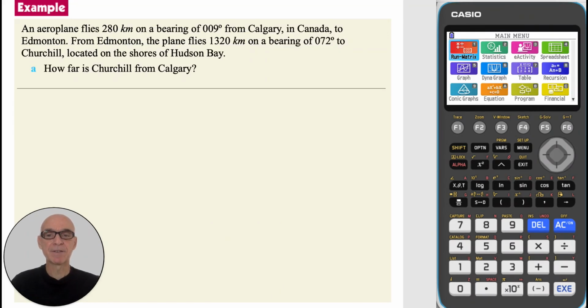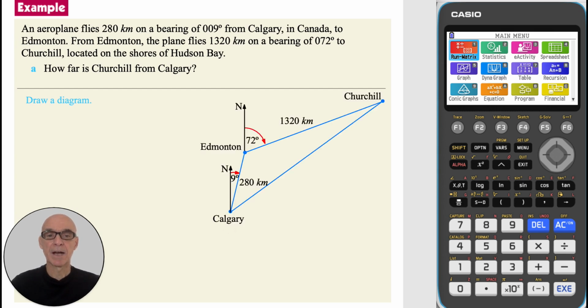In part A of this question, we're asked, how far is Churchill from Calgary? We start by drawing a diagram, as shown, and finding the size of angle theta. Subtracting 72 from 90 gives 18 degrees, and adding 18 and 90 and 9 gives 117 degrees. So theta is equal to 117 degrees, as shown.